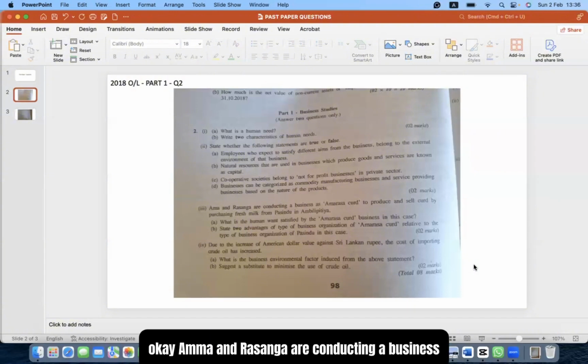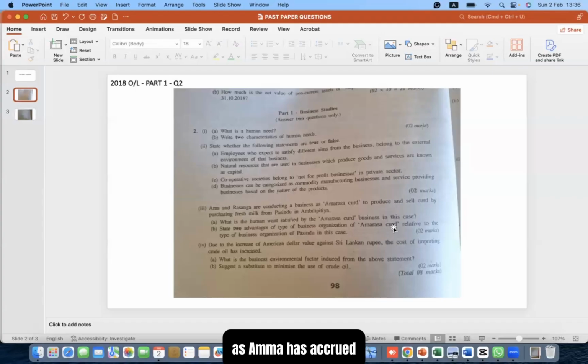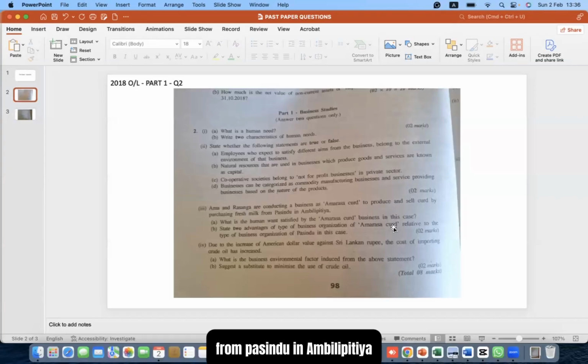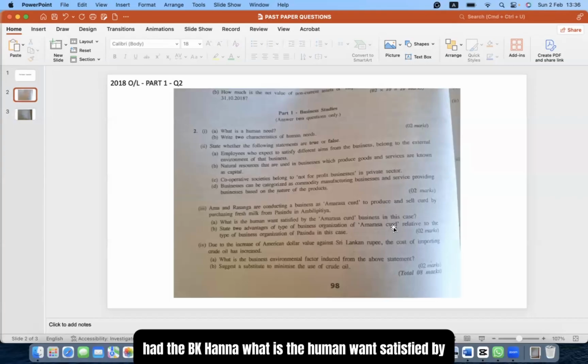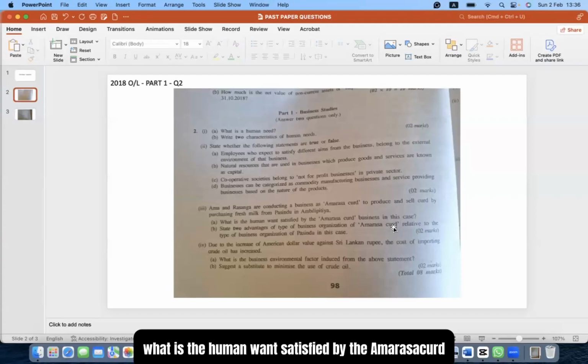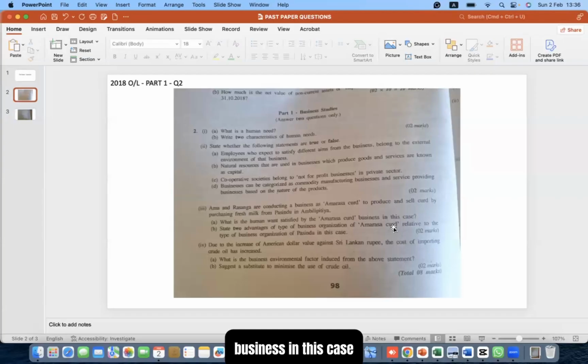Then the third question. Ama and Rasanga are conducting a business as Amarasa Curd to produce and sell curd by purchasing fresh milk from Pasindu in Ambilipitiya. What is the human want satisfied by the Amarasa Curd business in this case?